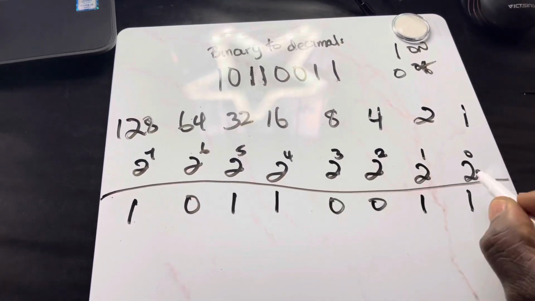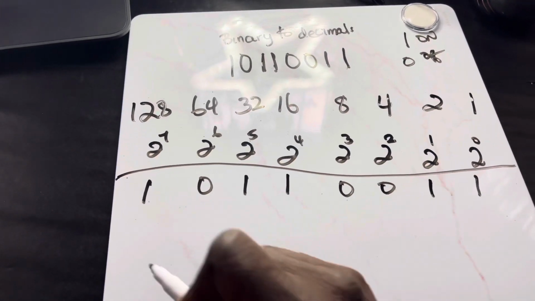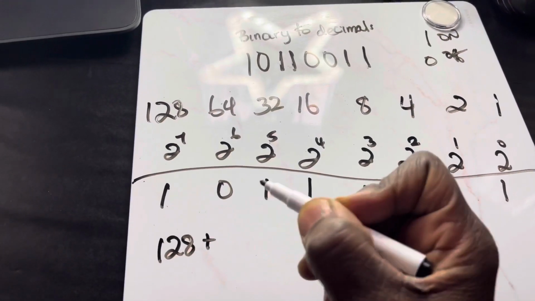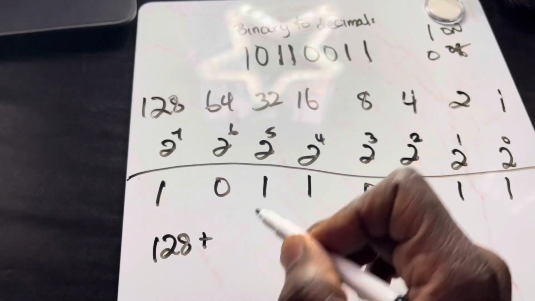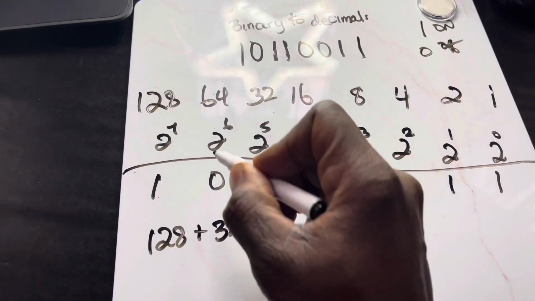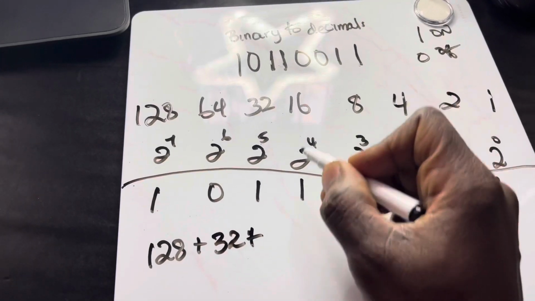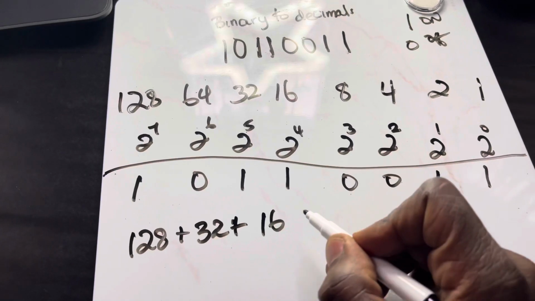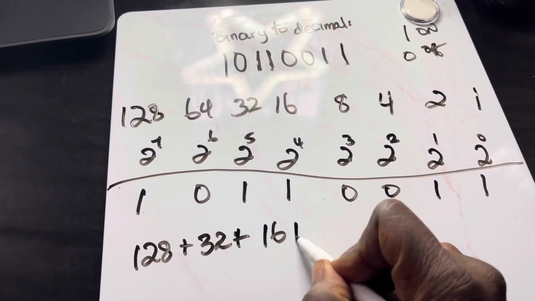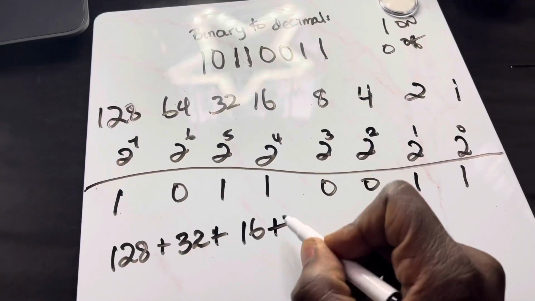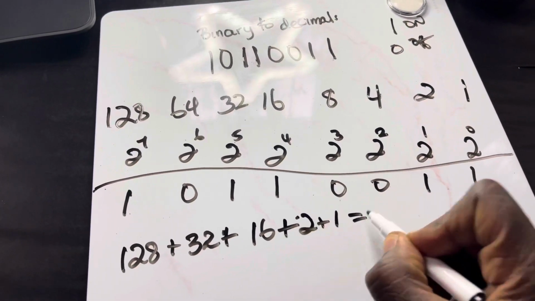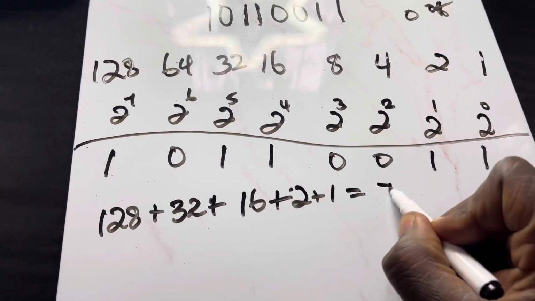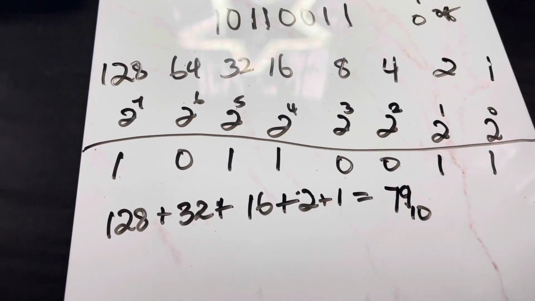So how do we convert this into decimal notation, which is base 10? Basically, 1 is on, so we take the 128 and add it. 64 is off, so we're not going to add 64. 32 is on, so we put 32 here. Then we add 16. So it's basically 128, 32 plus 16. My bad, 8 and 4 are off, so we just add the 2 and the 1. When we add up all these numbers, 128 plus 32 plus 16 plus 2 plus 1, we end up with 79 to the base 10.